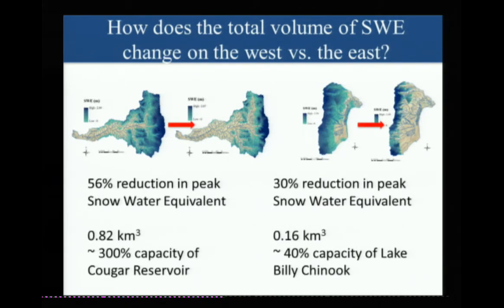Moving on, we can compute the volumetric basin-wide loss of snow water equivalent with 2-degree warming. And so the results suggest an average 56% reduction in peak snow water equivalent, so on the date of peak snow water in the basin, a 56% reduction on the west side and a 30% on the east side. So again, the west side appears to be more sensitive than the east side.